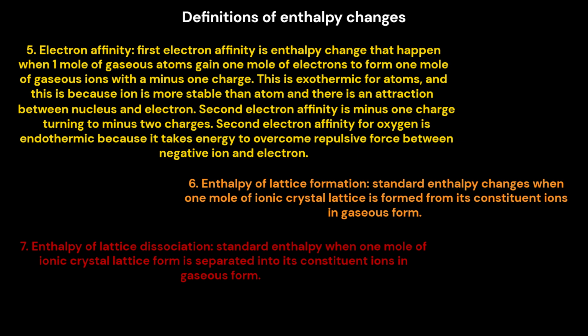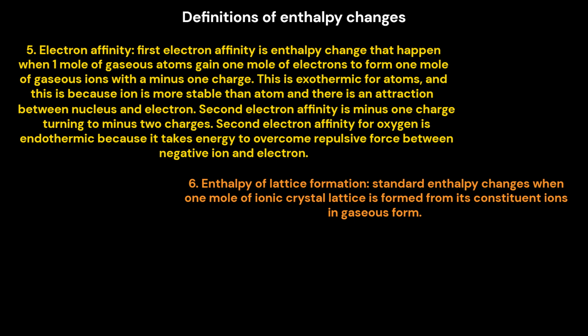5. Electron affinity. First electron affinity is the enthalpy change that happens when 1 mole of gaseous atoms gains 1 mole of electrons to form 1 mole of gaseous ions with a -1 charge. This is exothermic for atoms, because the ion is more stable than the atom, and there is an attraction between nucleus and electron. Second electron affinity is -1 charge turning to -2 charge. Second electron affinity for oxygen is endothermic because it takes energy to overcome the repulsive force between the negative ion and the electron.